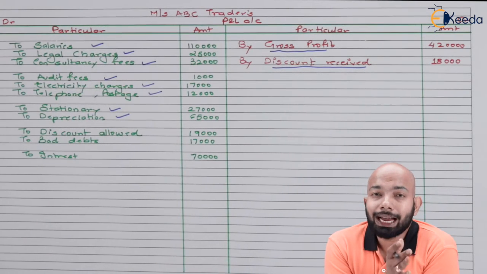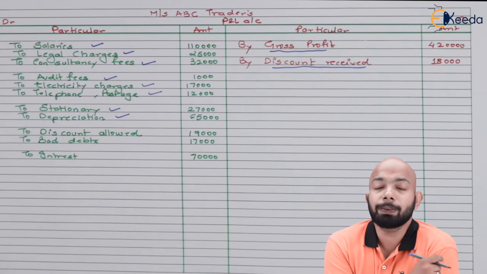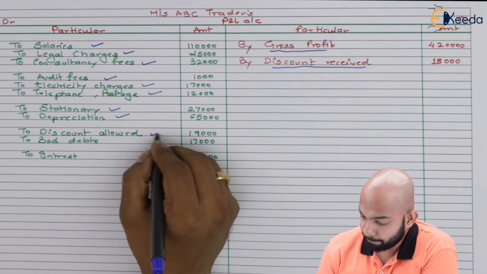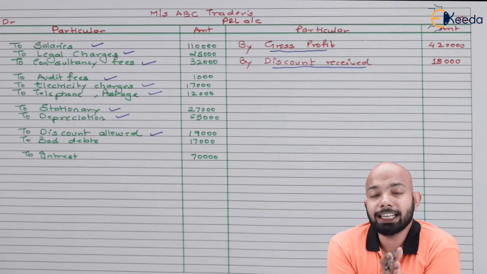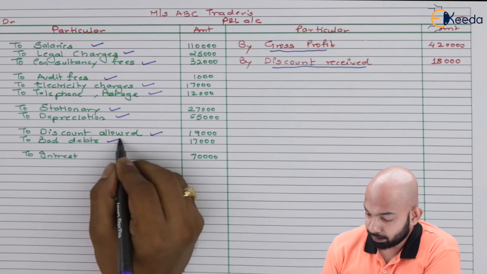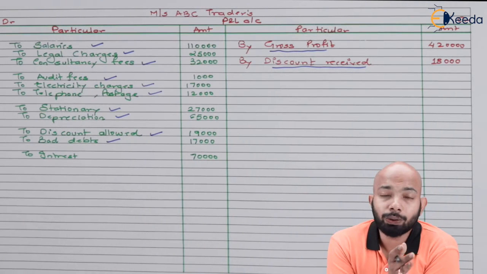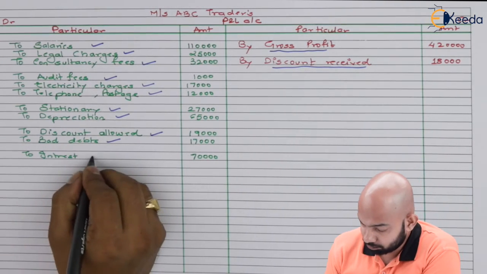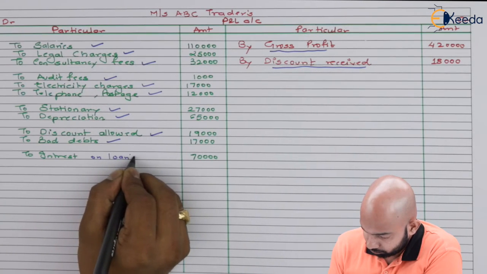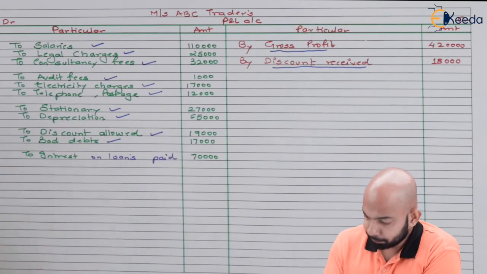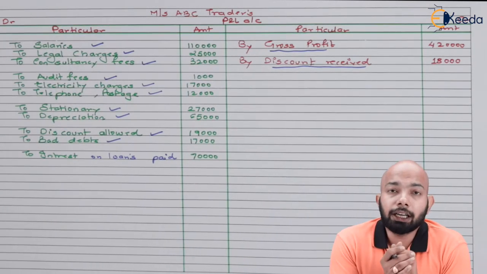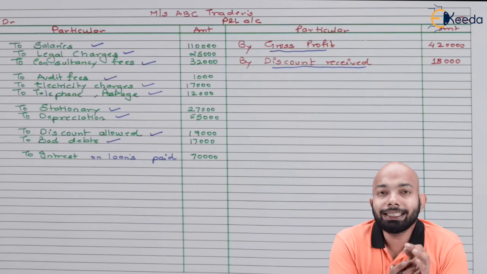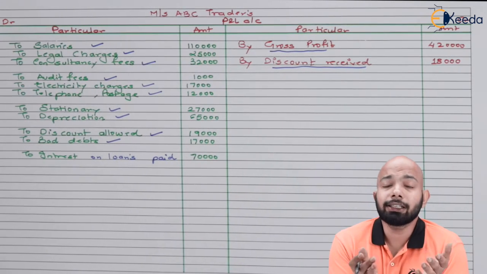Like discount received, we had discount allowed as well, which is also an expense for us. Hence, we have mentioned it on the debit side of the profit and loss account. The next one is the bad debts. And the last expense is the interest on loans paid. Now, we have figured out that all the debit items and all the credit items have been mentioned. It's time to tally this and figure out whether we have a net profit or net loss in this situation.